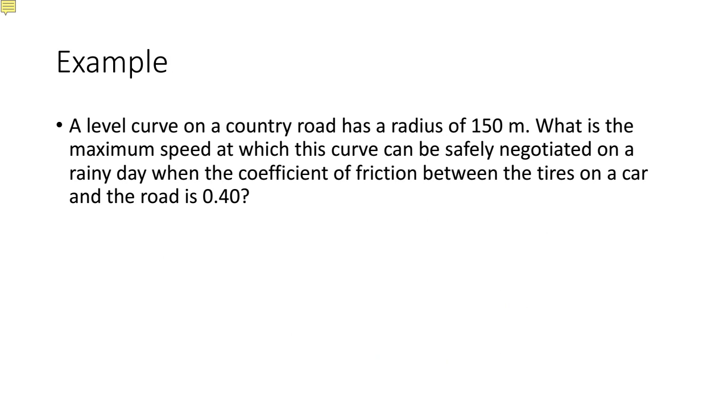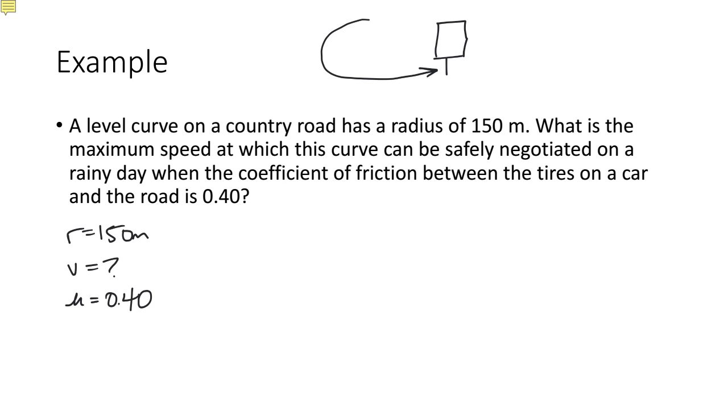Here's an example. A level curve on a country road has a radius of 150 meters. What's the maximum velocity at which this curve can be safely negotiated on a rainy day, when the coefficient of friction between the tires of the car and the road is 0.40? This is the reason why on a highway entrance ramp there's usually a sign that says speed limit 35 miles per hour when going around this turn.